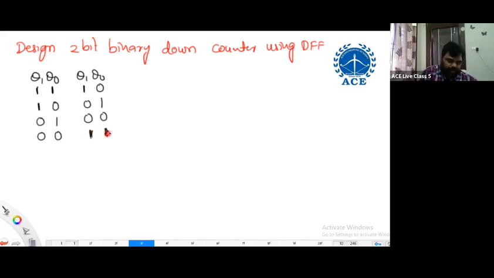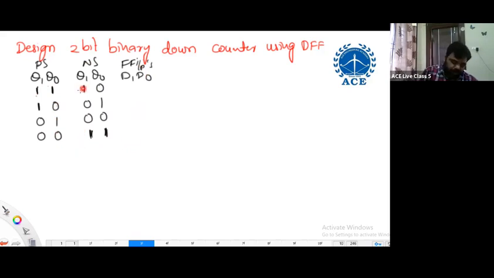Again 1, 1. What is this here again? Present state, next state. What are we observing here? 3 to 2, 2 to 1, 1 to 0, again back to 3. Then flip-flop inputs. What is it here? D flip-flops, very simple. We can copy the next state as the flip-flop input for only D flip-flops.